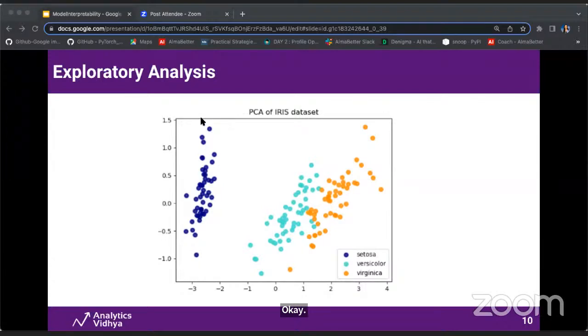With this, let's jump to our first technique, which is exploratory analysis. So the idea of exploratory analysis is actually not new. We have this already.